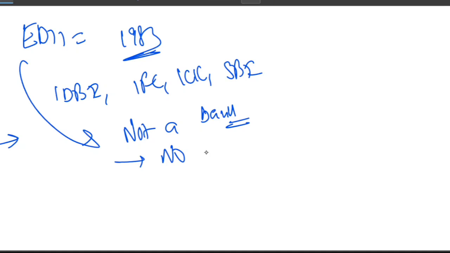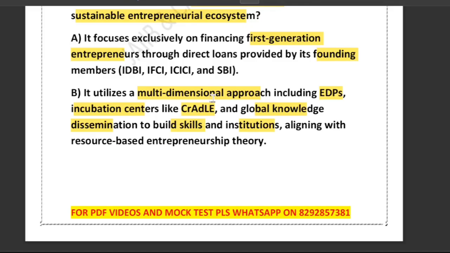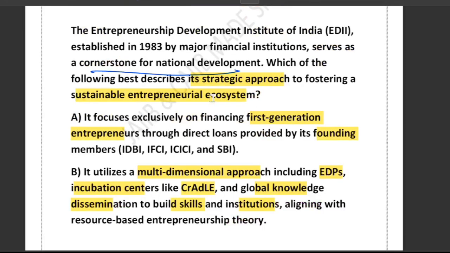If you look at option A, it says that EDII focuses exclusively on financing entrepreneurs through direct loans. Is it correct? No, this is wrong. Actually, EDII does not provide direct loans. The founding institutions are banks and financial institutions, but EDII itself conducts training, provides mentoring, and supports capacity building. It never provides loans.